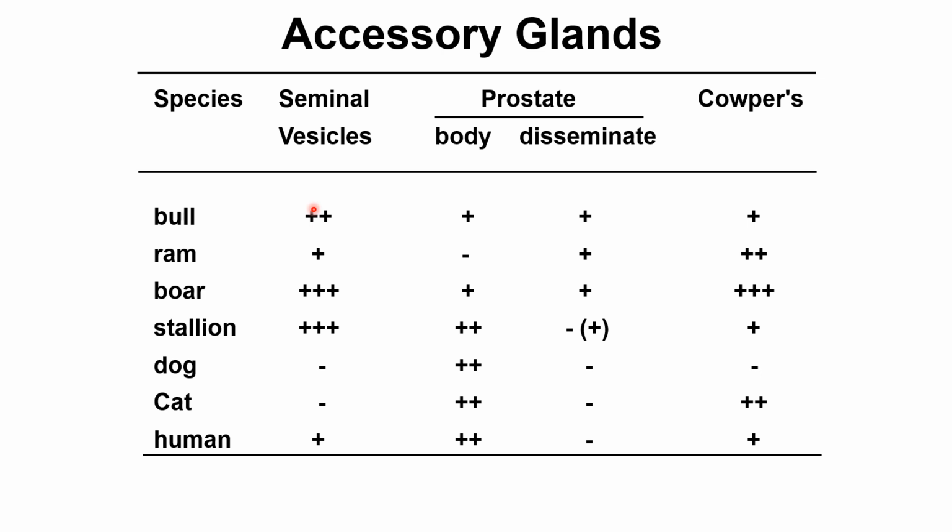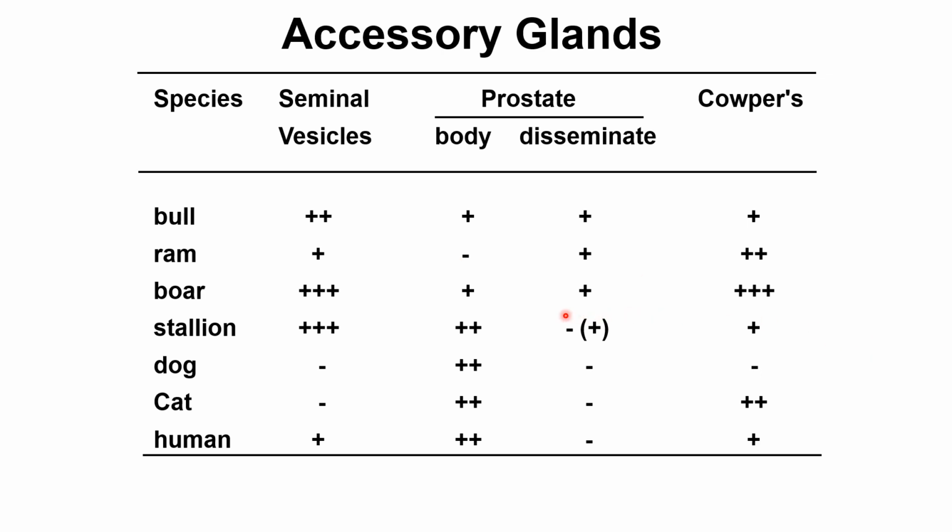For example, in the boar, the most prominent accessory sex glands are the seminal vesicle and the Cowper's gland. For the stallion, the most prominent accessory sex gland is the seminal vesicle. On the other hand, the minus sign here means that the accessory sex gland is not present in this particular animal.